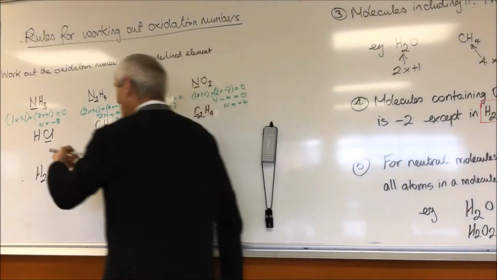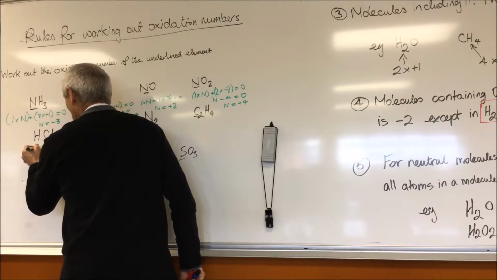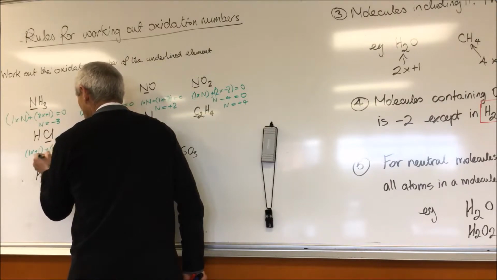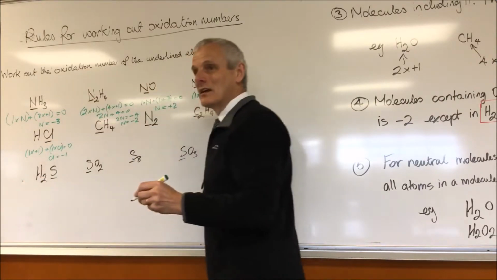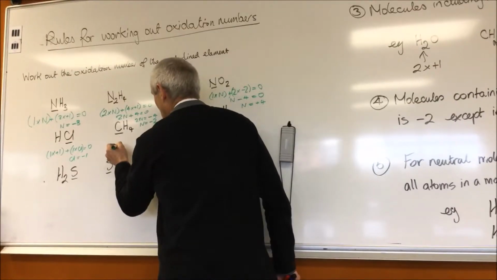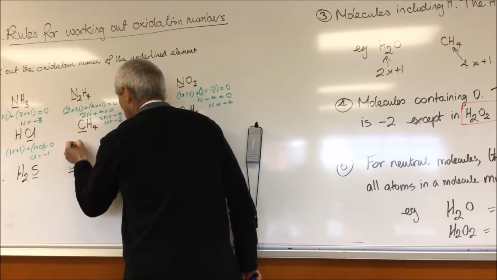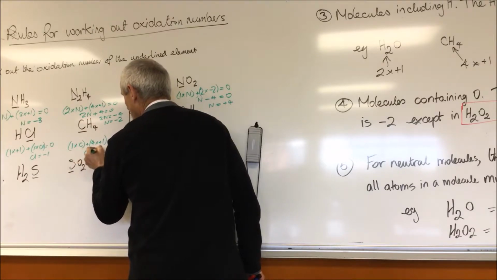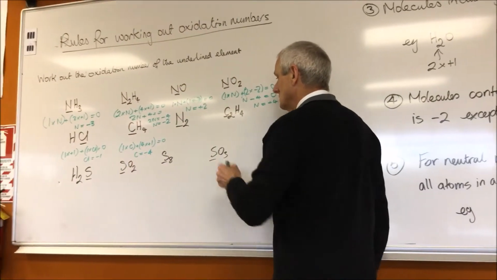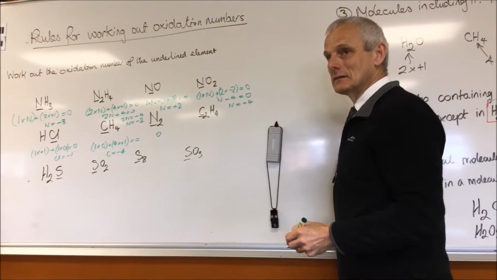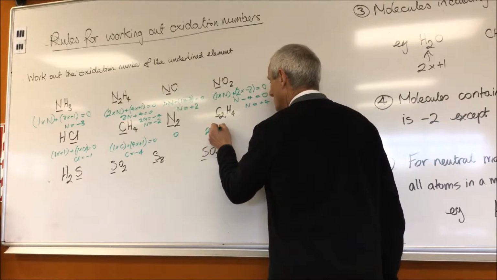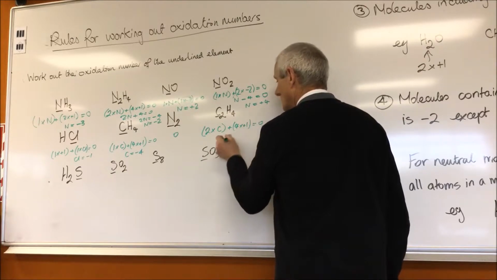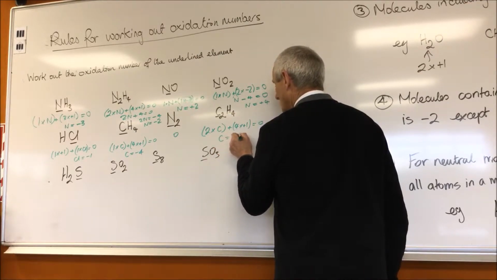Good. This one is 1 times plus 1 plus 1 times Cl equals 0, so Cl equals minus 1. Yeah? This is 1 times C plus 4 times plus 1 equals 0, so C equals minus 4. And you've got 2 times C plus 4 times plus 1 equals 0. So C equals minus 2.